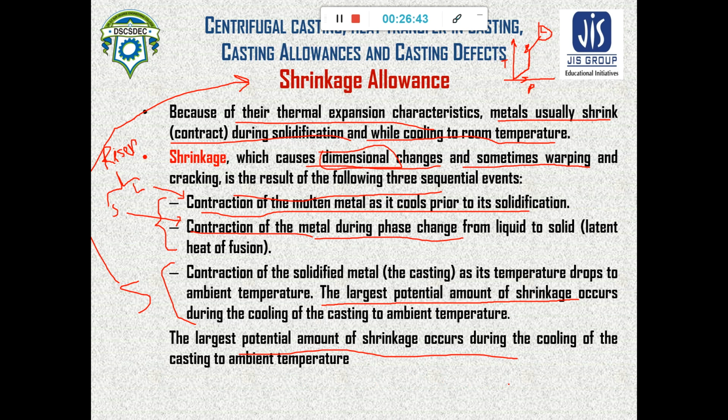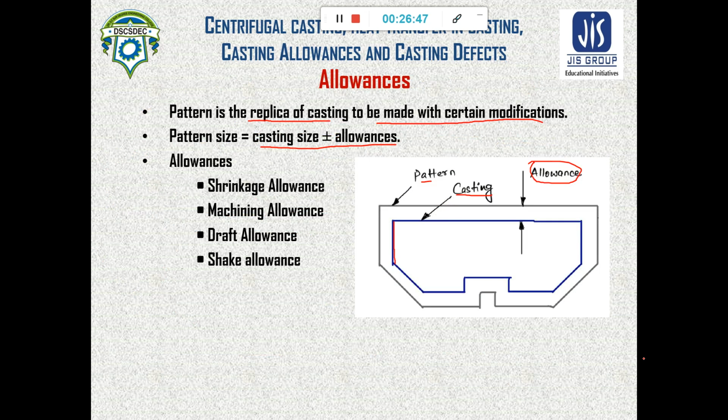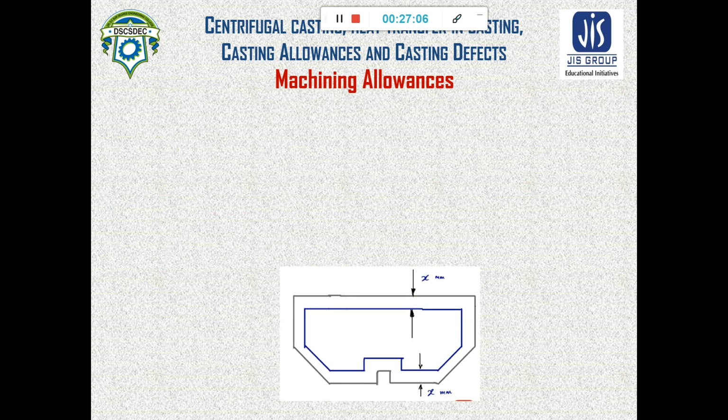This shrinkage allowance is given like this: the pattern will be larger than the casting. This type of allowance is known as positive allowance, and in case of shrinkage allowance, it is a positive allowance. Now we will see about machining allowance.